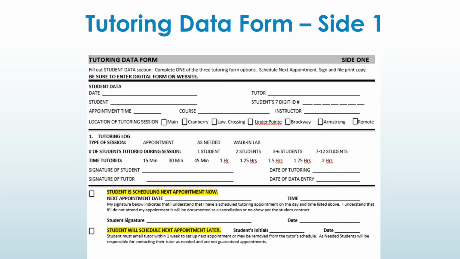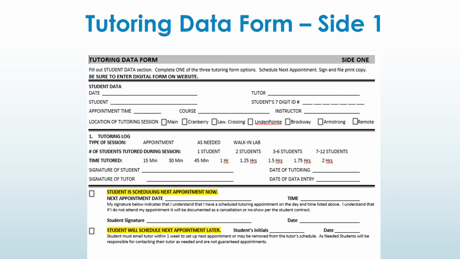Next, you have some specifics. You need to indicate whether it was a regularly scheduled appointment or it was an as-needed student. Walk-in lab we really aren't doing right now, so you really won't need to worry about that. Indicate the number of students in your session. Typically it's going to be a one-on-one session, so that would be one student. However, there are instances where you may have more than one student in the session, so please make sure you indicate the number of students that were in that session.